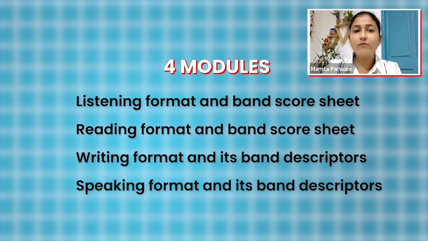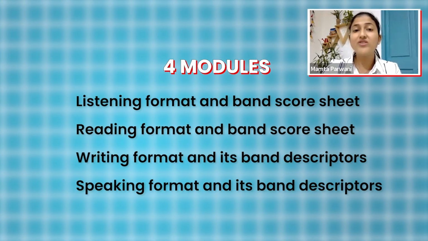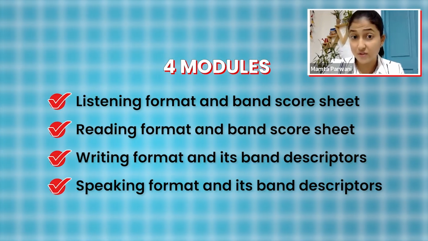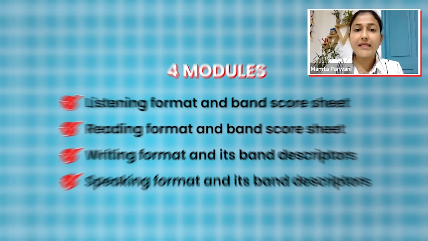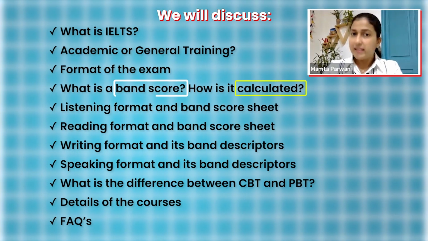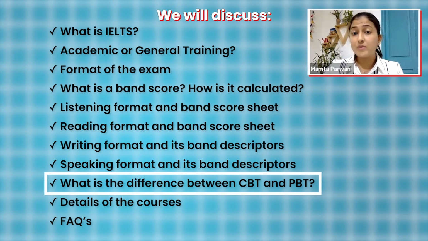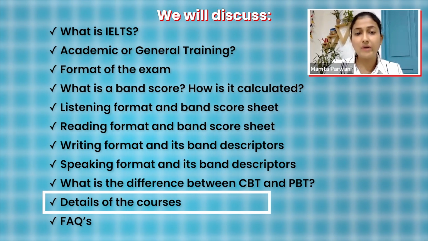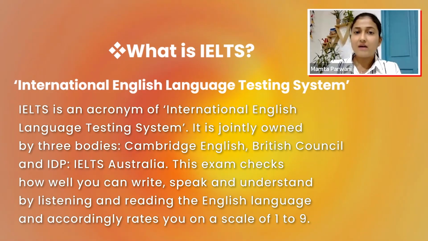After that, we'll focus on the 4 modules which are conducted in this test, which are listening, reading, writing and speaking, with which we'll also see how their individual band score is calculated. At the end, we'll also look at the difference between computer-based test and paper-based test. And after that, we'll understand how we are going to conduct the course. Let us start with understanding what is IELTS.